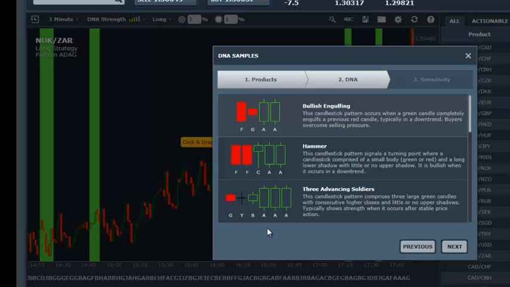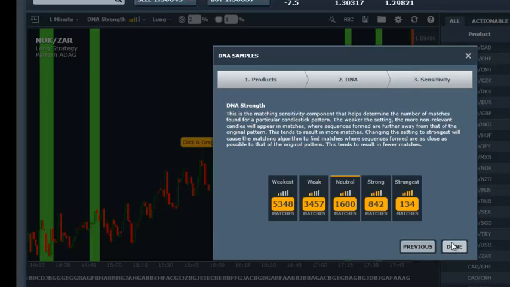For the purposes of this demonstration, let's pick a bullish engulfing pattern. From the description, we learn that this candlestick pattern is bullish if it occurs after a downtrend. Consequently, this is a long strategy. In other words, we would expect to profit from a buy trade after this pattern appears.